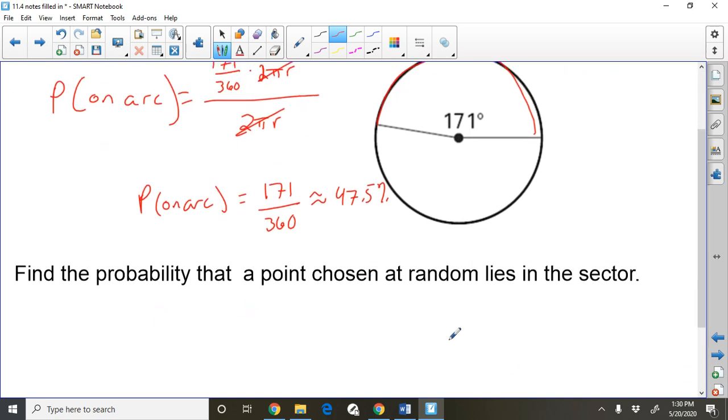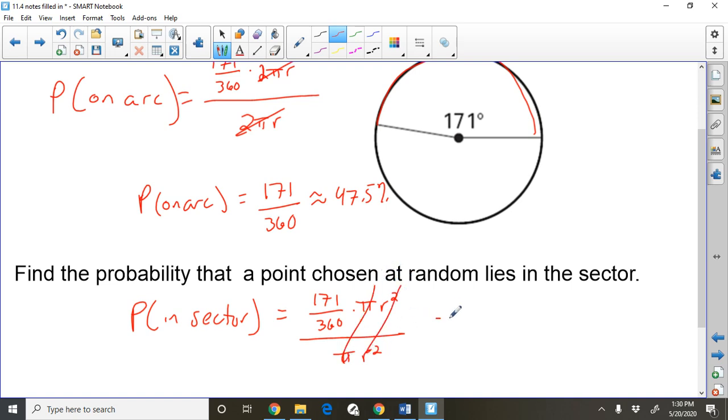Same circle, find the probability that a point chosen at random in the circle lies in the sector. The probability that the point is in the sector would be the area of the sector, which is 171 over 360 times pi r squared, divided by the area of the entire circle. And again, we see that the pi r squareds cancel out, and the probability is 171 over 360, or about 47.5%.